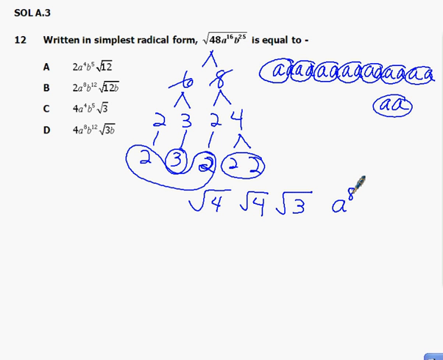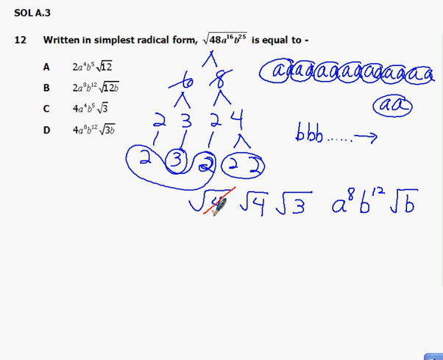And then b to the 25th, if you want me to write those out, I could. But hopefully, if you can picture in your head writing that b 25 times, you can picture that you're going to group 24 of them. So 24 grouped by 2's would give me b to the 12th. And I'm going to have one of those left over.